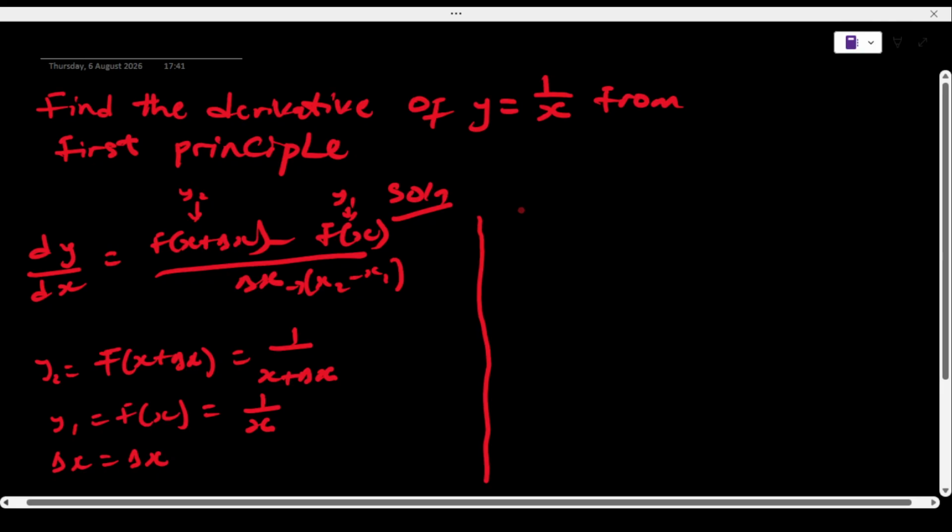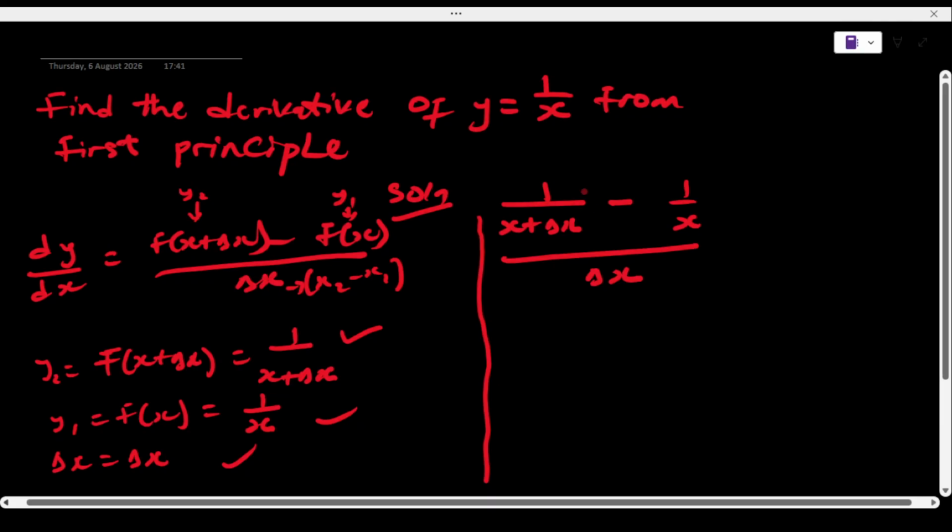Now let's insert all this inside the formula. So now our y2 has become 1 over x plus change in x, minus f of x, which is now 1 over x, everything divided by change in x. So don't forget, these are y2, these are y1, and these are our change in x.